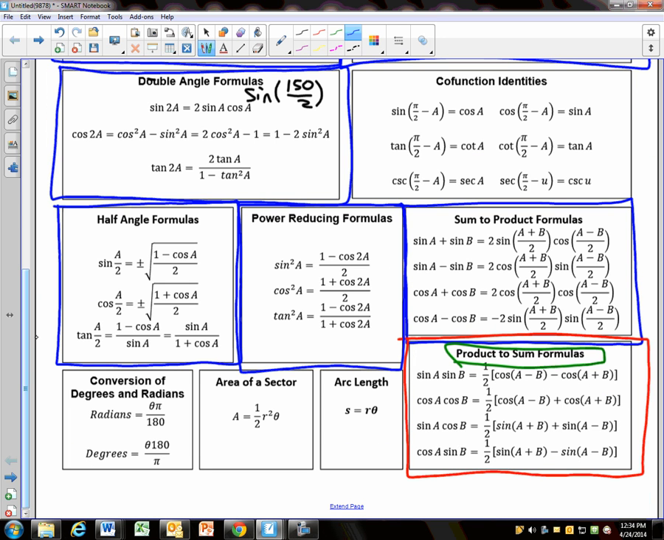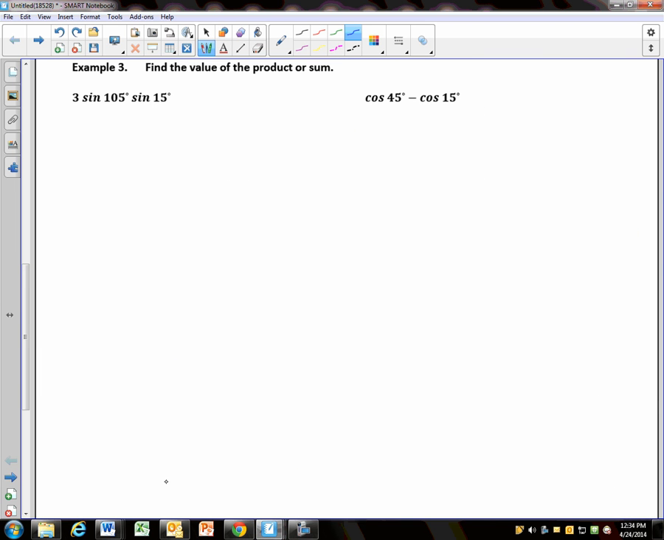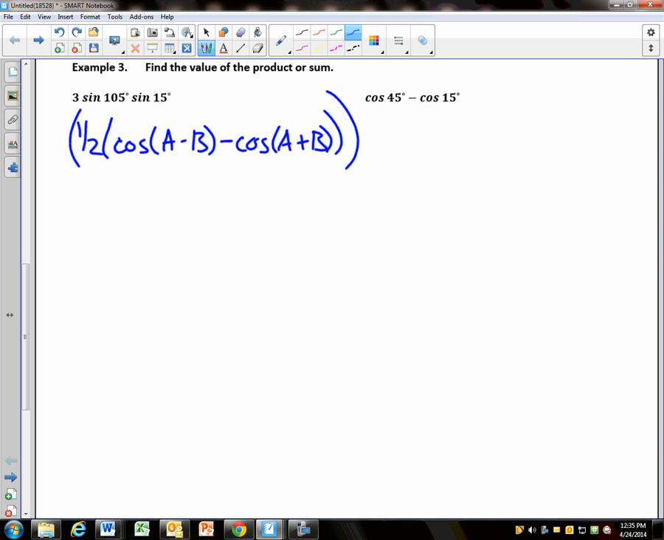1/2 times the cosine minus the cosine. So let's write it down. 1/2 times the cosine of a minus b minus the cosine of a plus b. Do I have that correct? So we made a mistake last hour. And then remember, we have the 3 in front of all that. So instead of a 1/2, we're going to have 3/2.